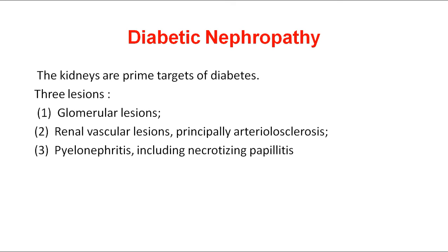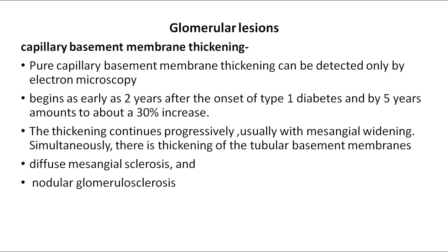Diabetic nephropathy: the kidneys are a prime target of diabetes. Three types of lesion occur in the kidney: glomerular lesions, renal vascular lesions, which are principally arteriosclerosis, and pyelonephritis and necrotizing papillitis. The glomerular lesion is a capillary basement membrane thickening. The pure capillary basement membrane thickening is detected only by electron microscopy, but in advanced cases we can detect it through H&E stain and special stains, such as PAS stain.